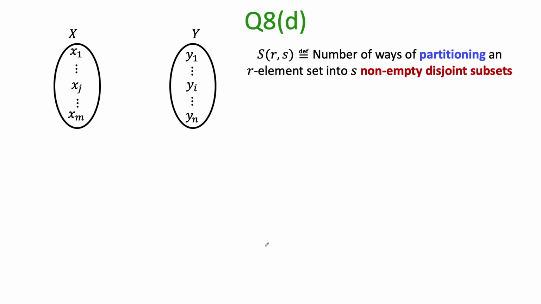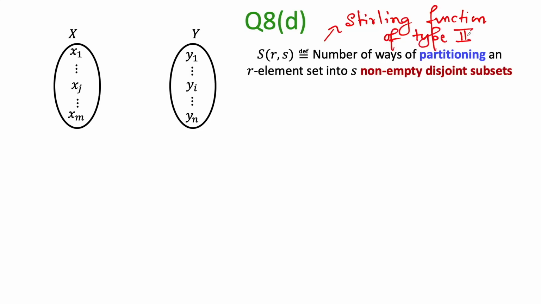In part D of question 8, we are introducing a function, the S function. This function is also called the Stirling function of type 2. And this is a very important function when it comes to combinatorics. We will encounter it again later. So what exactly is this function?